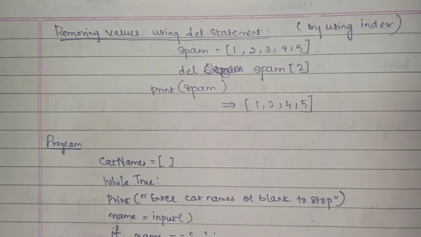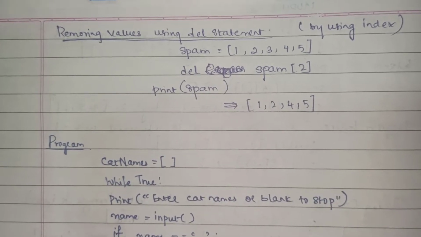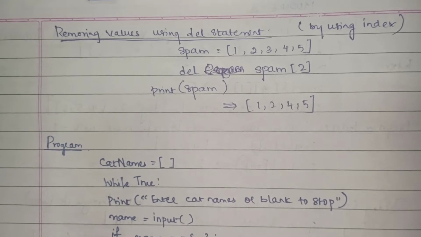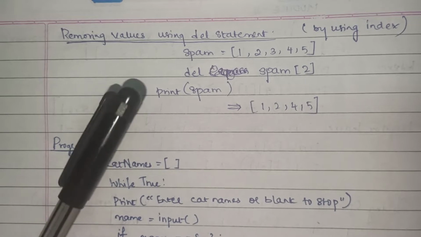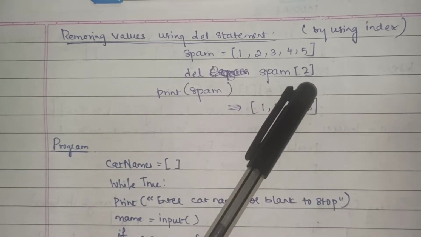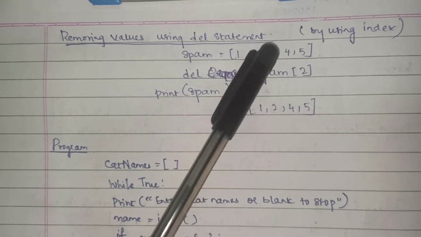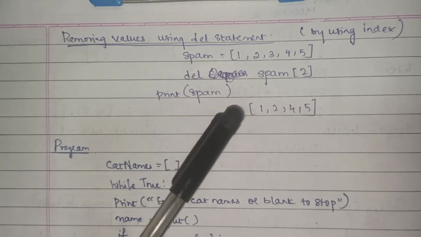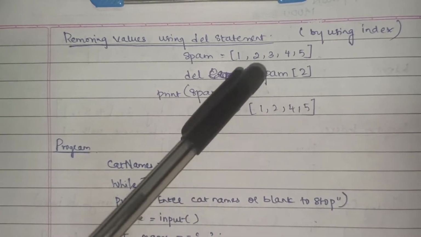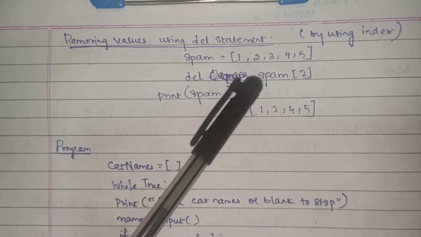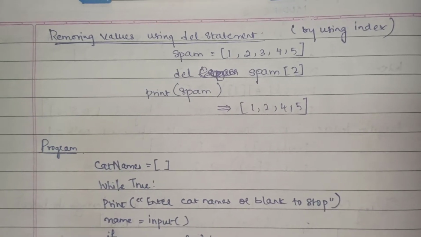So coming to the next topic, removing values using the del statement. You can remove values from a list by using the del statement. Suppose you have the list spam equals 1 2 3 4 5, you can use del spam[2]. It will remove whatever is at index 2. Here the indexes are 0 1 2, so the 3 will be removed when you print spam. So this is the result. You just pass in the index, spam of index, of the element you have to remove, and that will get removed using the del statement.